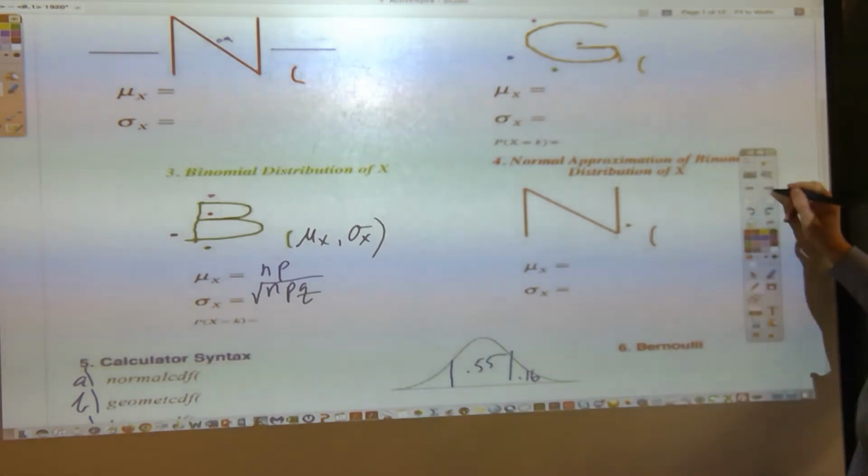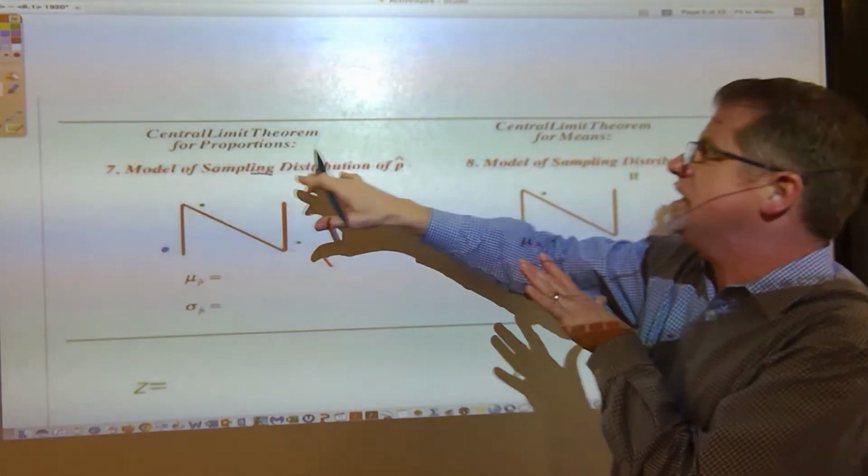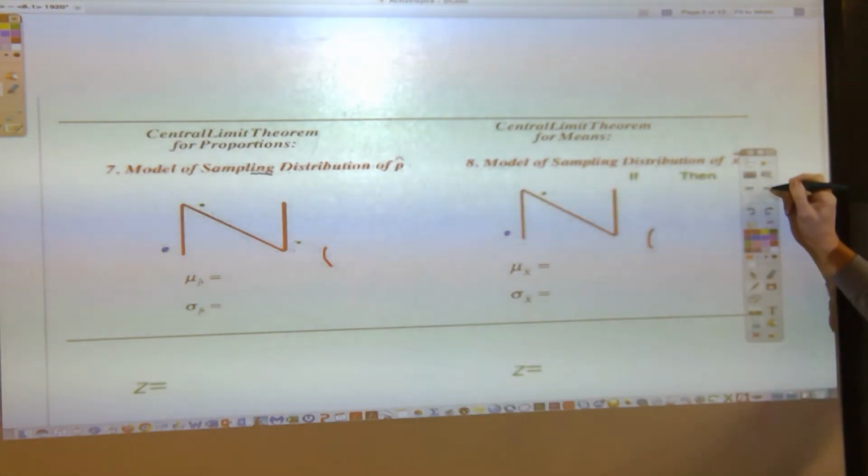Okay, so it turns out that we're building up the concept of a sampling distribution.